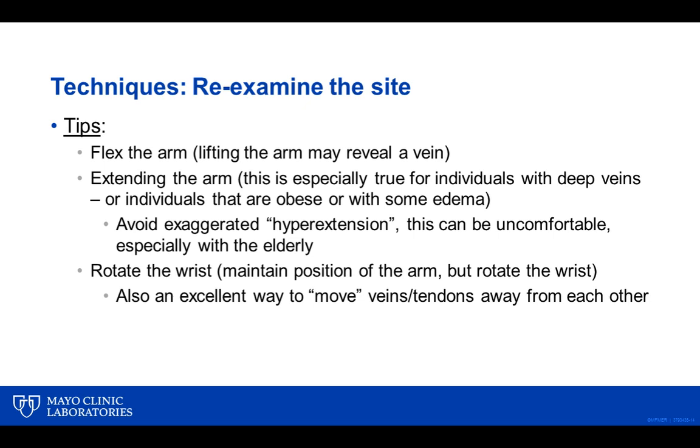Hyperextending, you've got to be careful, especially with the elderly, that you don't over hyperextend it. But if you bend the arm so it's super straight, that'll tighten that vein up and you might be able to bounce it better. But don't be afraid to move the wrist back and forth. It's as simple as that. Leave the arm in that flat position and just turn the hand and wrist left to right and see if that helps. Some of those things will pop right up for you.